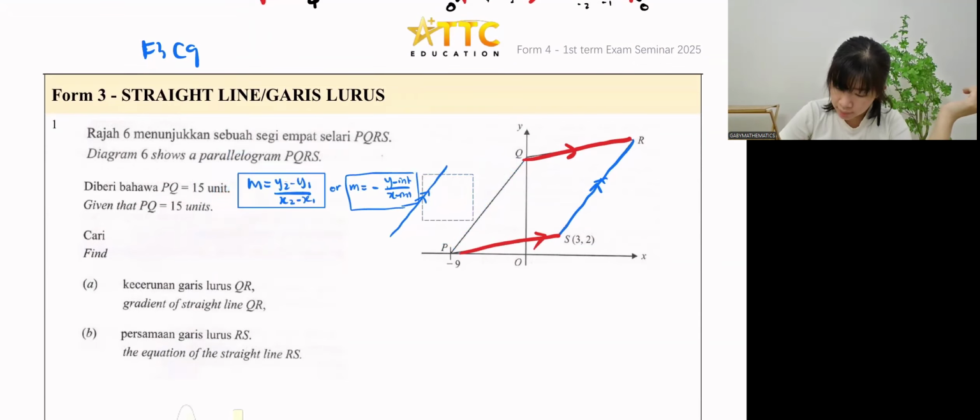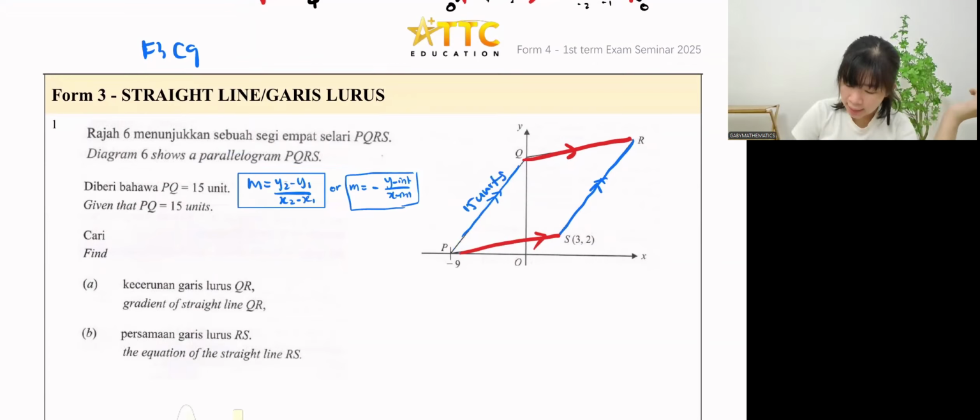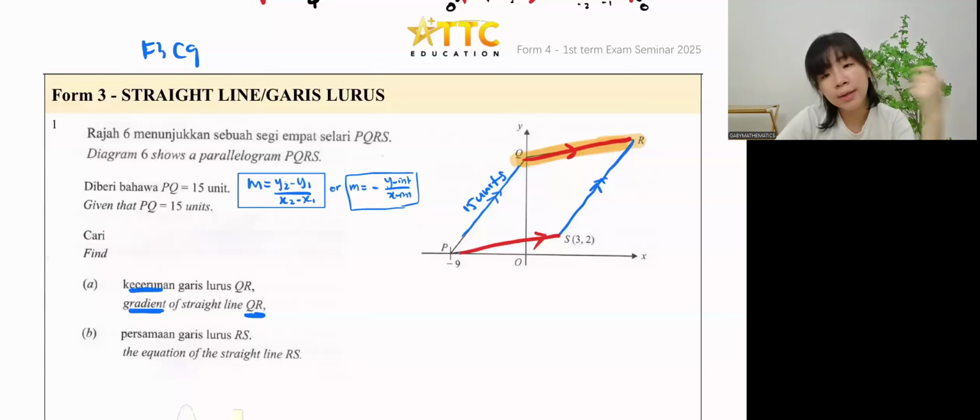All right, now let's look at the information. They say PQ is 15 units. You label 15 units. A, find the gradient, keturunan, of QR. Let's see where QR is. QR is here. To find this gradient, we need two coordinates.